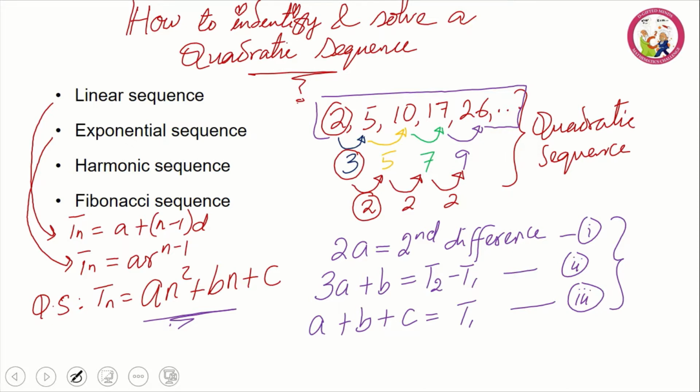Okay, in a second video, or the second part of this video, I'll show you how to solve some particular examples of quadratic sequence.